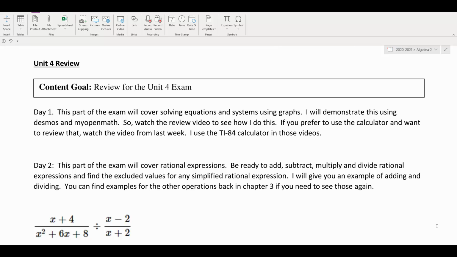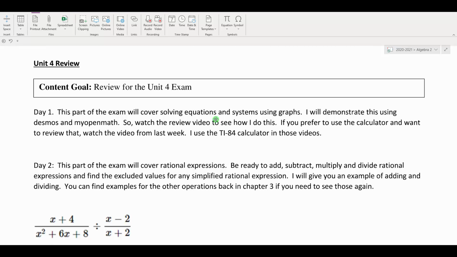So we're going to have 1 day of review and then we're going to be taking our test starting tomorrow. So the first part of this exam is going to cover solving equations and systems using graphs. So we've been talking about how to take an equation and solve it using a graph. So we're going to go over that again today.